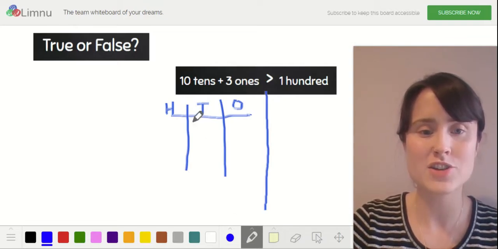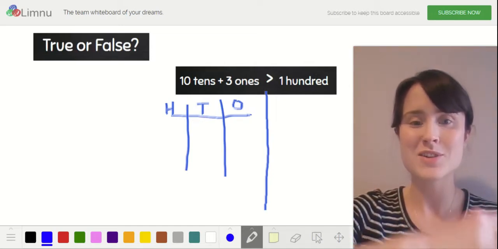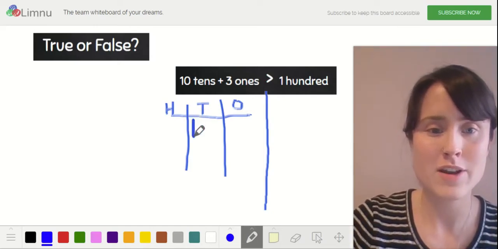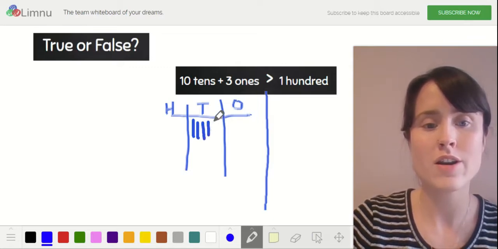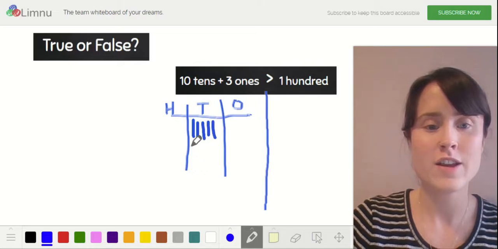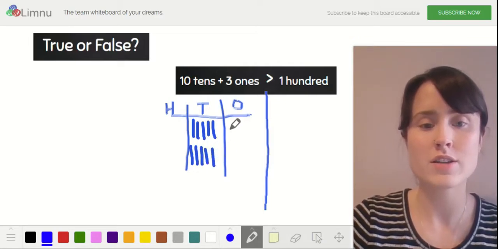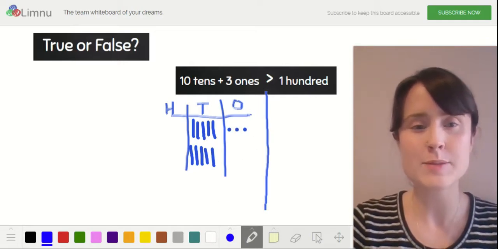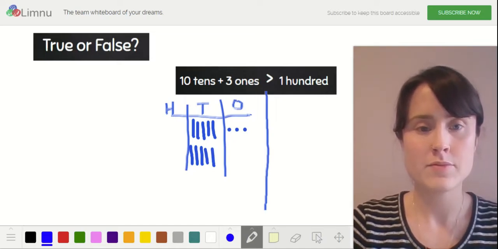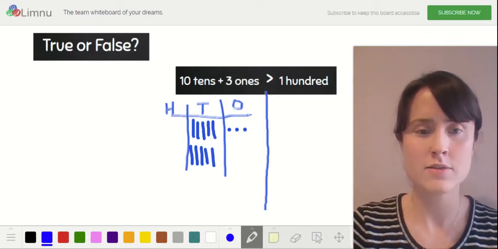You got it. Let's go ahead and show 10 tens. I like to organize them in neat rows of, Georgetown knows, neat rows of 5. 1, 2, 3, 4, 5, 6, 7, 8, 9, 10. And then I'll draw 3 ones. 1, 2, 3. What do you notice about our tens place? There's a lot of tens. What's the value of 10 tens?